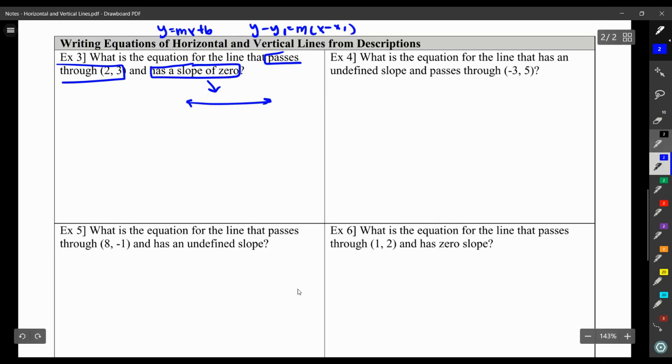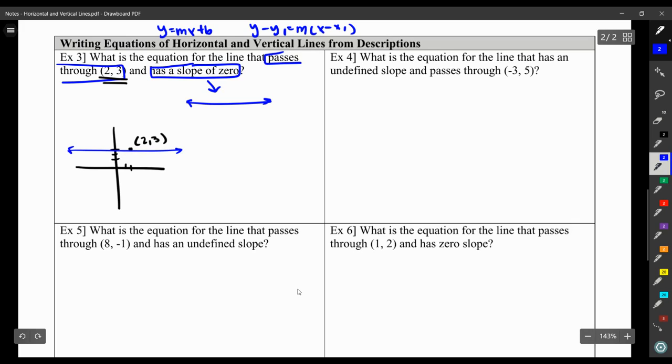So because it's 0, let's see what this looks like. So I'm going to make a little sketch. I'm going to draw the point (2, 3). It should be around there somewhere. And I know that a slope of 0 means that it has to be a flat horizontal line.